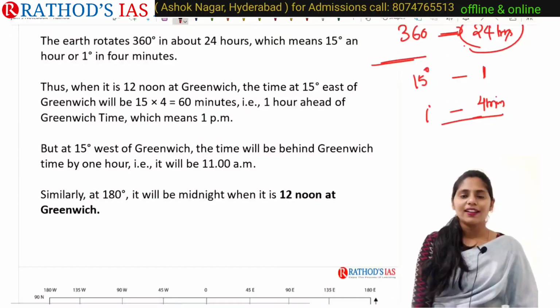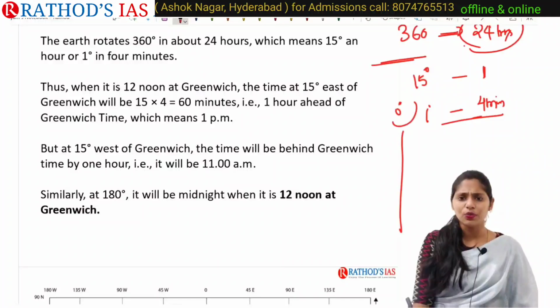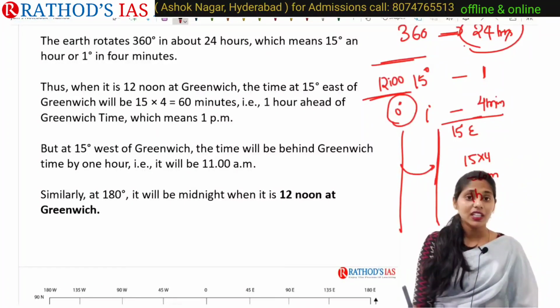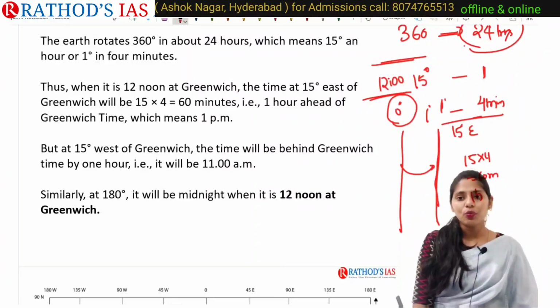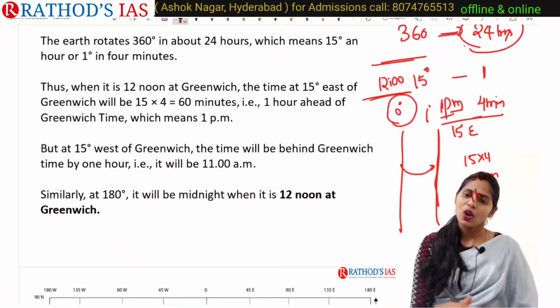If you want to calculate time, I gave you an example. At this 0 degree longitude, the Greenwich time, it is exactly 12. If you want to calculate the time at 15 degrees east, the time will be ahead of this 12, right? So 15 into 4 is 60 minutes, that means 1 hour. So at this 15 degrees east, the time will be 1 p.m., 1 hour ahead of the 0 degree longitude.